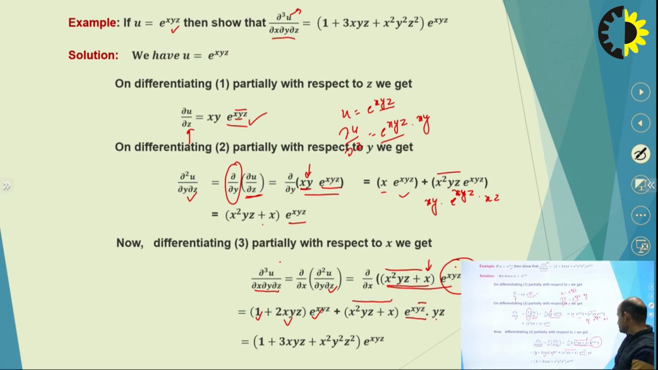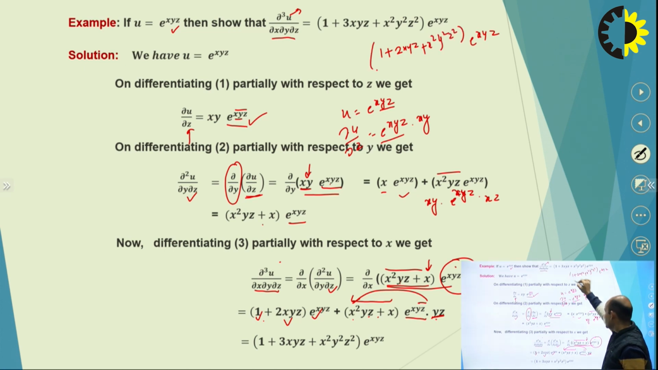We can simplify this one. If we take common, we have e raised to x y z as common. So the first term is 1 here. We have 1 plus we have 2xyz, and here we have yz inside the bracket. So we get x square y square z square, so we have plus x square y square z square, and there is one more term which is x into yz. So we get this term as 3 times. So we have 1 plus 3xyz plus x square y square z square into e raised to x y z. So this is the value of the partial differentiation in which we have del 3u upon del x, del y and del z.